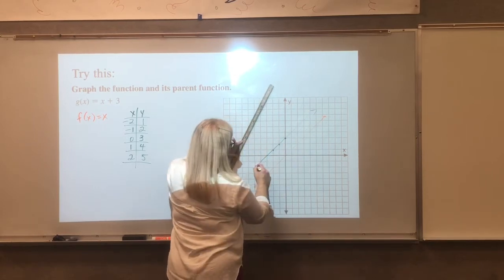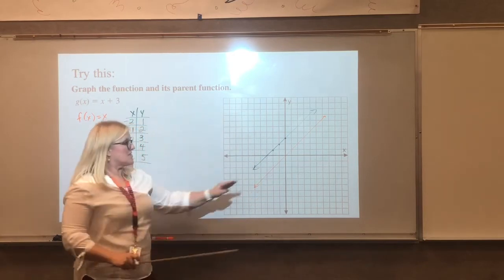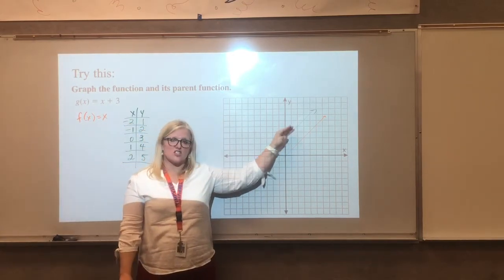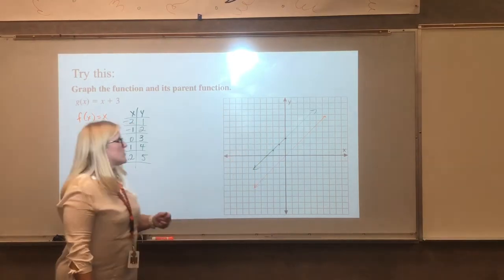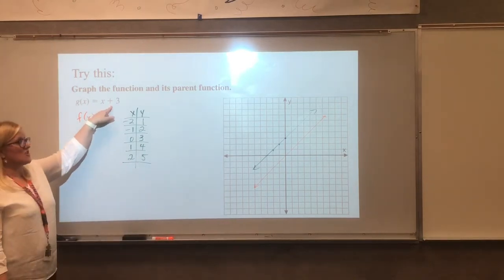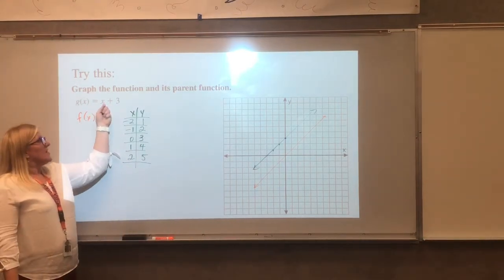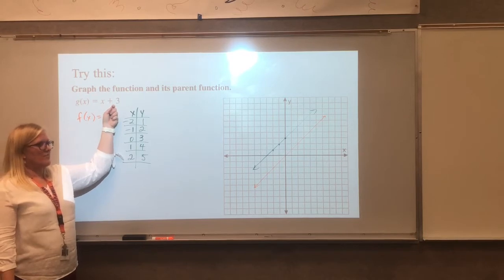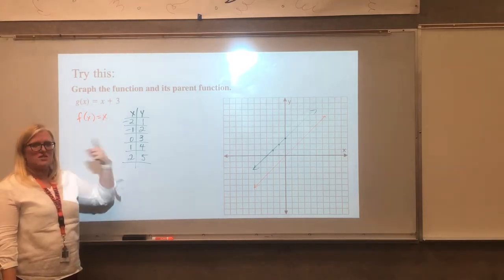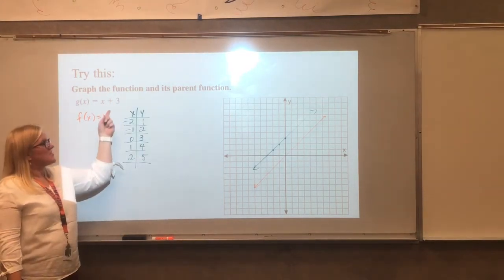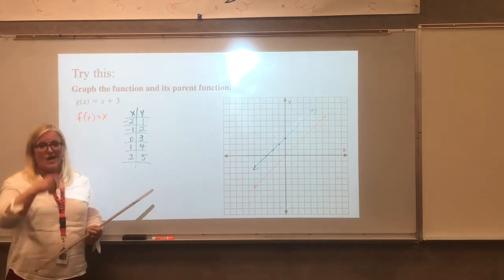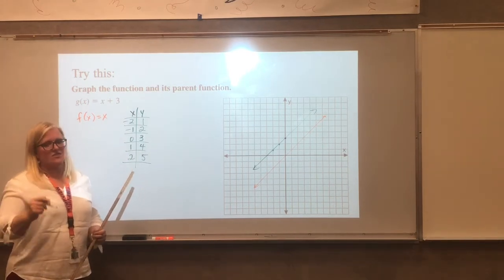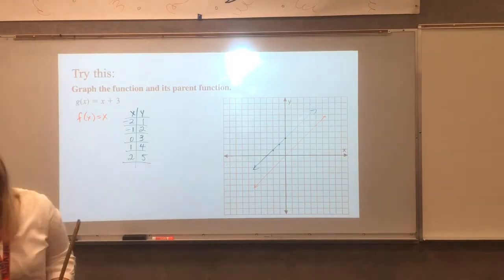Okay, so what I see here is my parent function has just moved up 3. And when you compare it to the last one, that makes sense. It's going up 3. They're not always this straightforward, and we'll see that in the next section. But with these in particular, they just go up and down. Left to right's a different story. Okay.